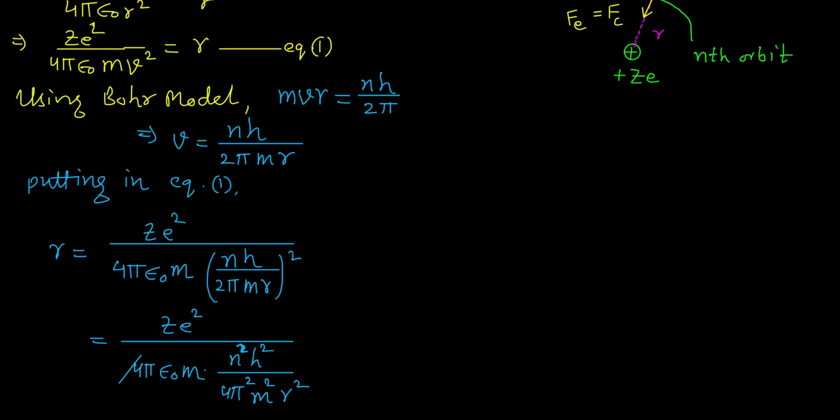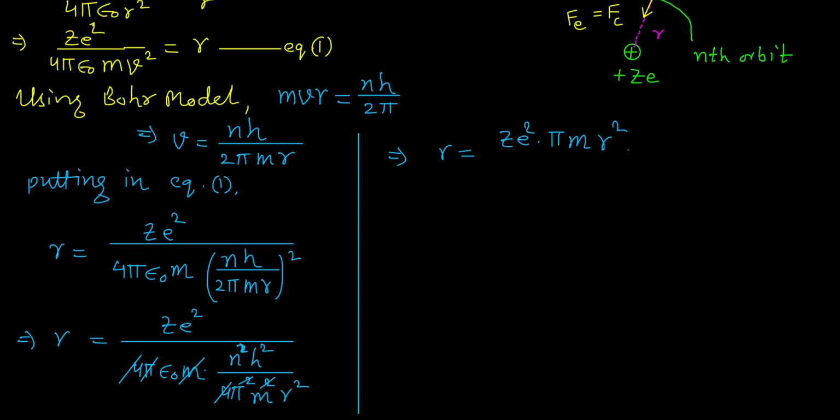So if you cancel this 4 with this 4, 1 pi will get cancelled with this 1 pi here, and this m will get cancelled with 1 m here. So this was the value of r. Let's write it again here. So we have r is equal to Ze square into, what will we have in the numerator? 1 pi, 1 m and r square, right?